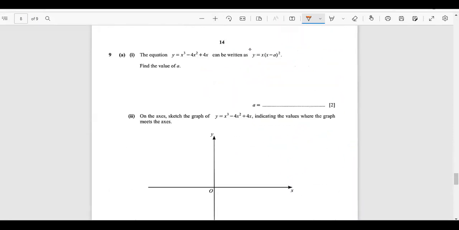Okay. It says the equation y equals x cubed minus 4x squared plus 4x can be written as this. Find the value of a. So this is an expression. We need to make this look like this first, and then I would be able to find the value of a. So step 1 would be separating x, because this is a quadratic equation and this is a cubic equation. So I'll separate x and I would be left with x squared minus 4x plus 4.